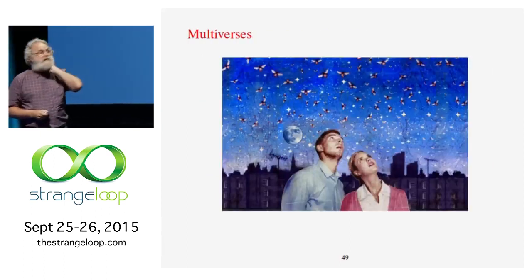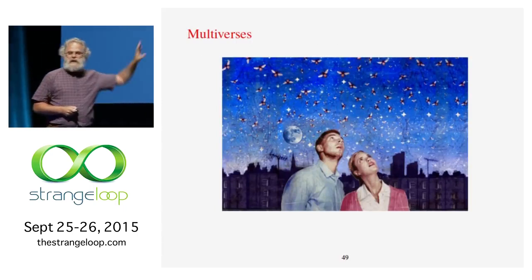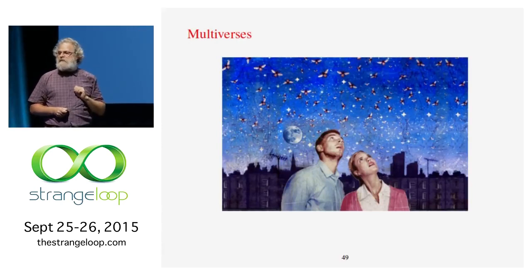It's become common these days to talk about multiverses. This is from a play called Constellations, which has the coolest stage direction in it I've ever seen. It only has one stage direction. It says, a horizontal rule in the script corresponds to a change of universe.